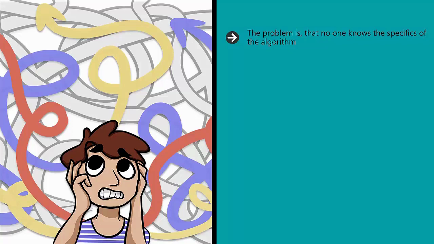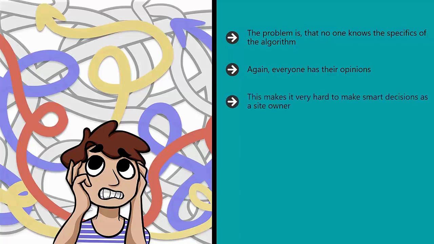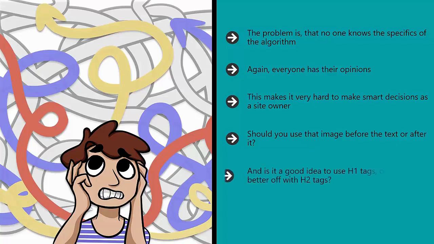We don't know how much Google wants to see us use related terms, and we're not 100% sure whether it's better to focus on just one keyword or to try a few. Again, everyone has their opinions. This makes it very hard to make smart decisions as a site owner. Do you include more keywords in your articles or not? Should you use that image before the text or after it? And is it a good idea to use H1 tags, or are you better off with H2 tags?